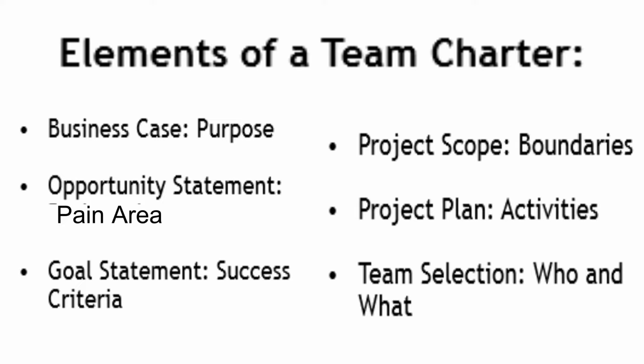So the team charter comprises 6 elements: the business case, why you are doing this project; the opportunity statement, what impact it is going to have on your business; what is your target, your goal statement; project scope; project plan; and the team selection, who will do what. So we will see each of the 6 elements of the team charter in detail.